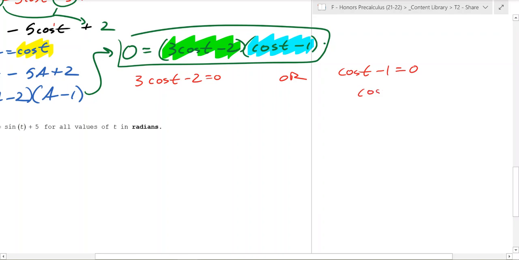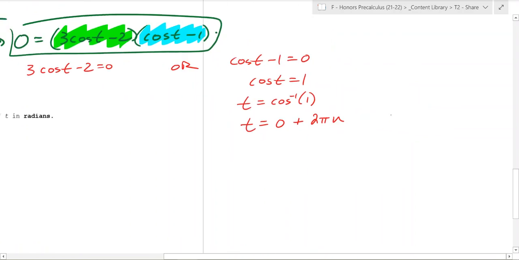So this means that cosine t is equal to 1. So in this case, t is equal to cosine inverse of 1. And when you do cosine inverse of 1, the cosine of what is 1? Well, that's 0. So that's 0 plus 2 pi n. And remember, for cosine, you also do the negative of it. So the other value would be t is equal to negative 0 plus 2 pi n. Well, negative 0 and positive 0 are the same thing. So in this case, there's one answer, which is just 2 pi n.